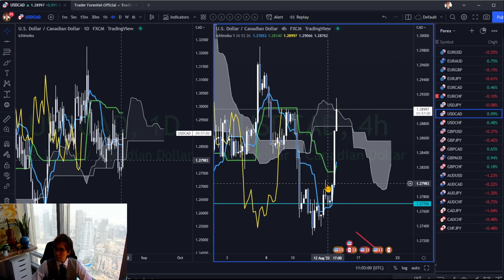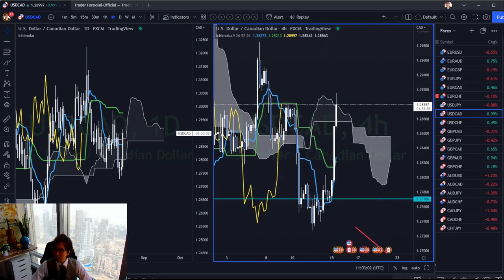So next one is USD-CAD. What about this one? USD-CAD, daily Kumo is flat, Senkou Span B, A flat, and it's completely flat, right? And 4-hour Senkou Span A is up, but Senkou Span B flat, Senkou Span A is retracing back. So this is not a good market to trade. So I skip.